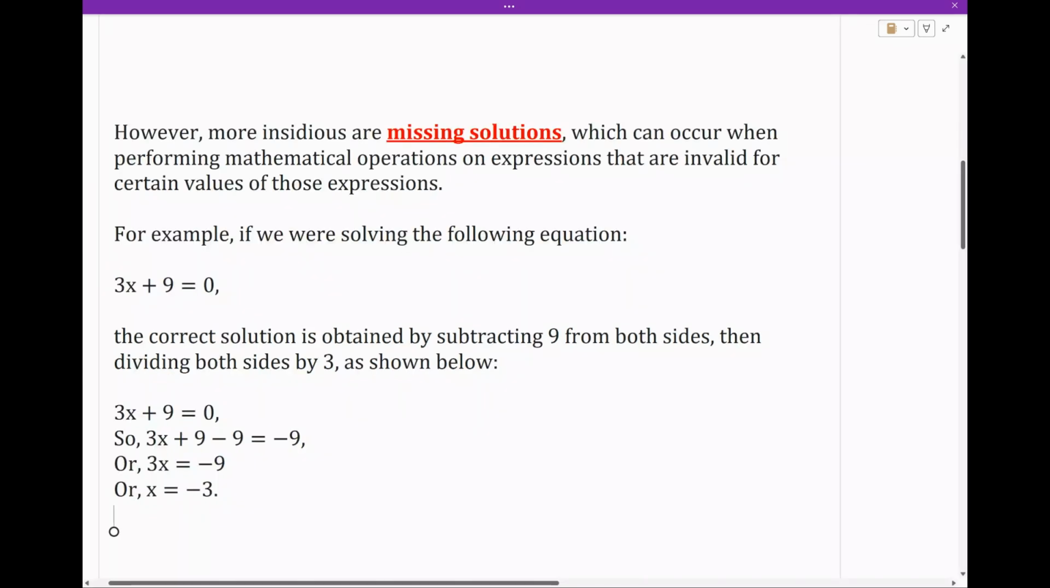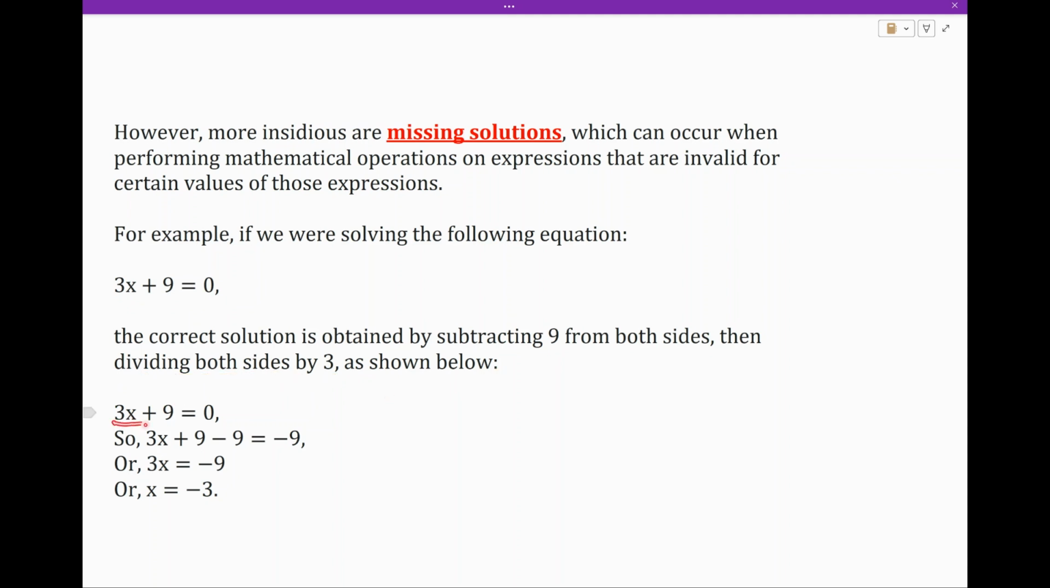However, more insidious are missing solutions, which can occur when performing mathematical operations on expressions that are invalid for certain values of those expressions. For example, if we were to solve the following equation, that is 3x plus 9 is equal to 0, the correct solution is obtained by subtracting 9 from both sides, then dividing both sides by 3, as shown below.